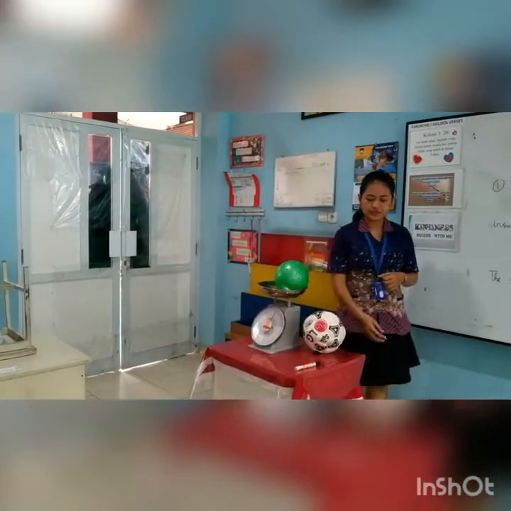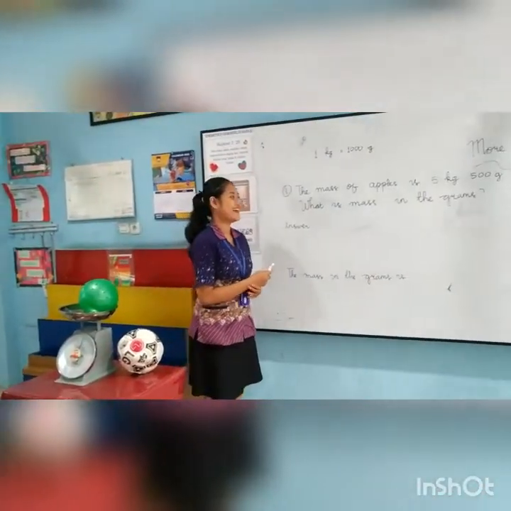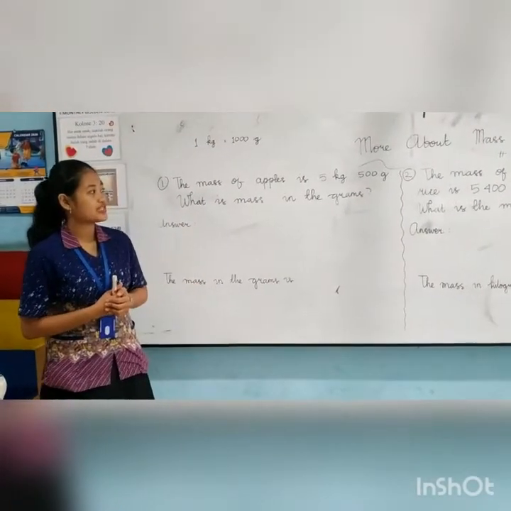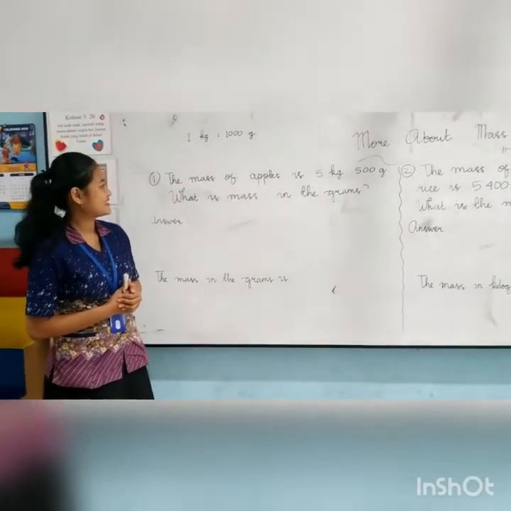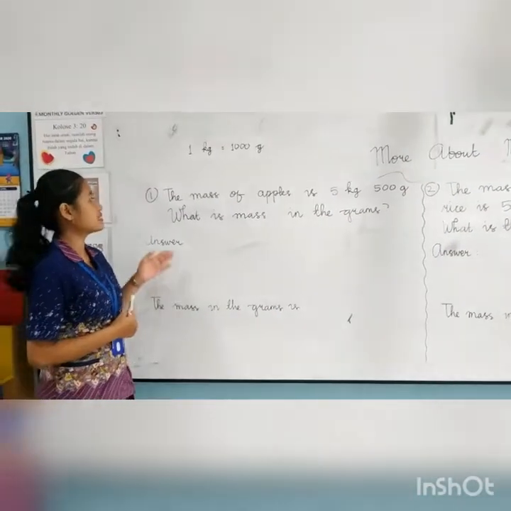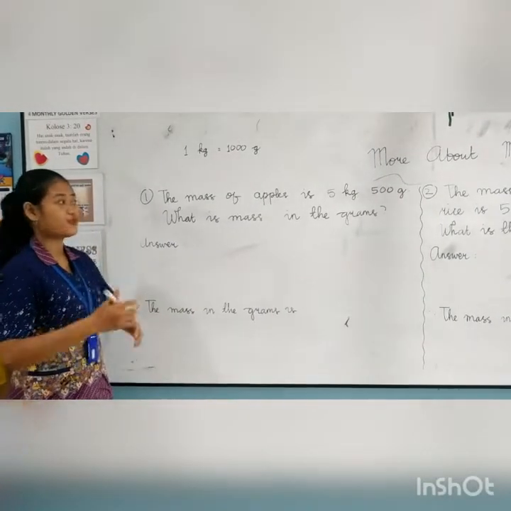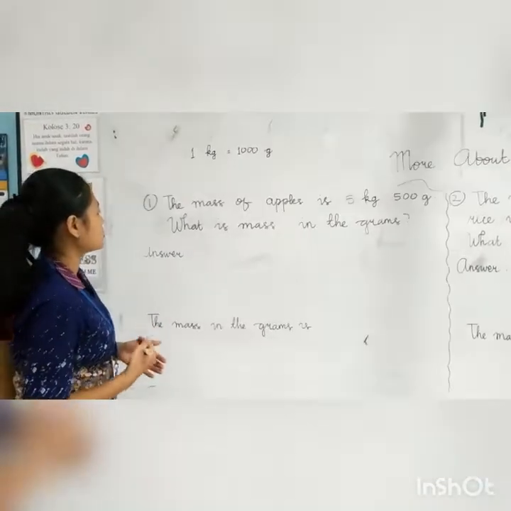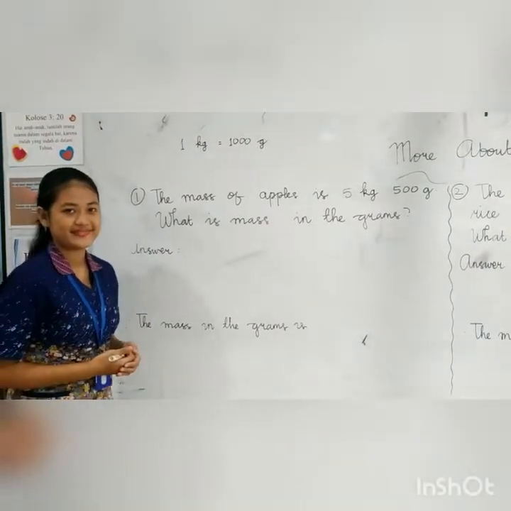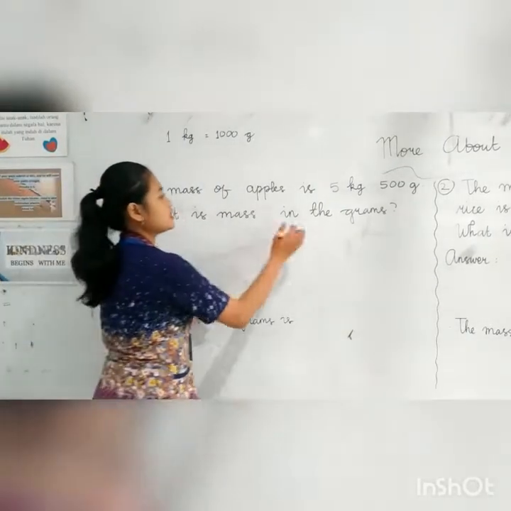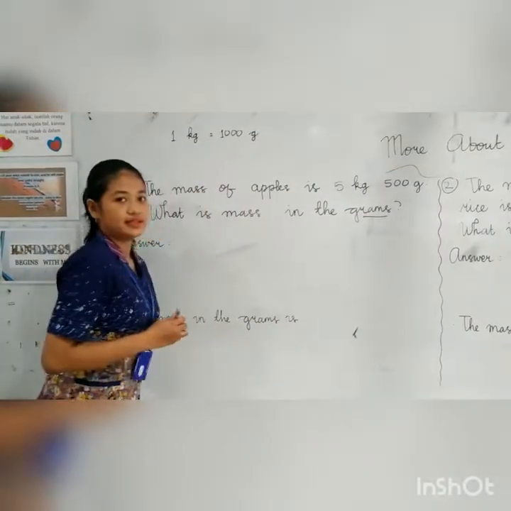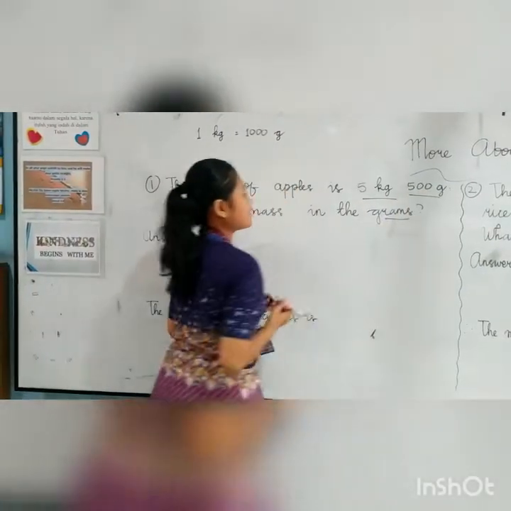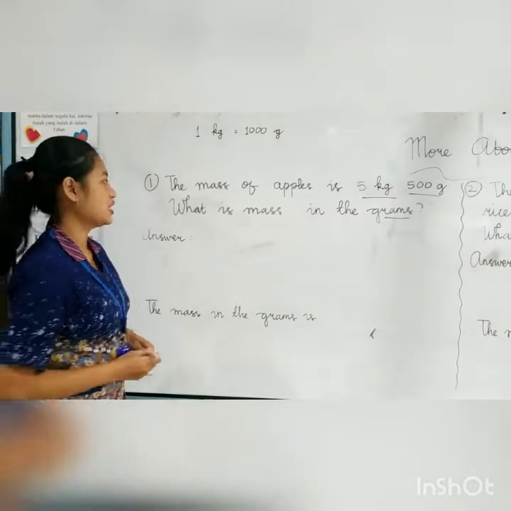Now, please look at this whiteboard. I have 3 questions about mass. Now, please look at the first number. I will read it for you. The mass of apples is 5 kilograms 500 grams. And what is the mass in grams? Yeah, the question is, what is the mass in grams? But we know that the mass of these apples is 5 kilograms and 500 grams. How to change it? Look at this answer.